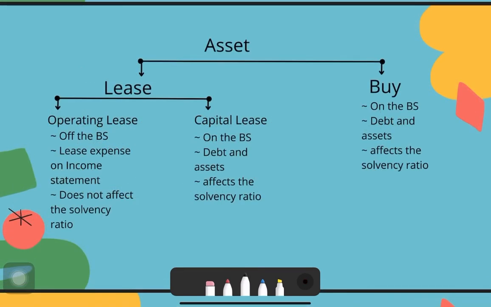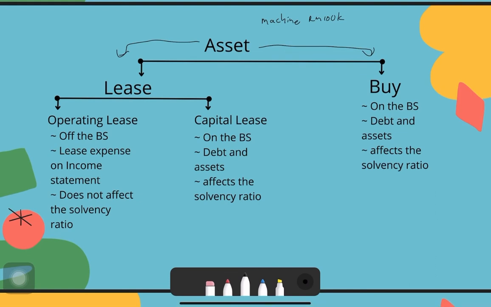Now let's have a look at an example. Let's say a company wants to buy an asset. The asset is a machine which costs RM 100K. So when the company wants to own the asset, the company can actually buy the asset or lease the asset. Dia boleh beli or sewa.